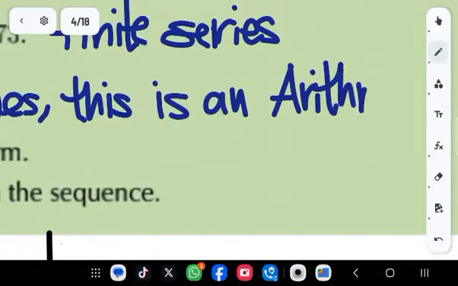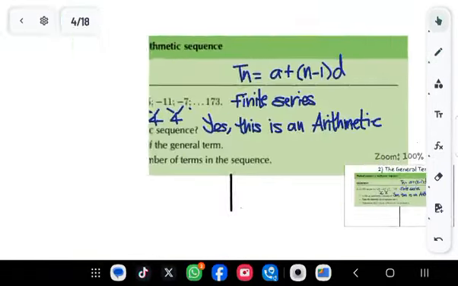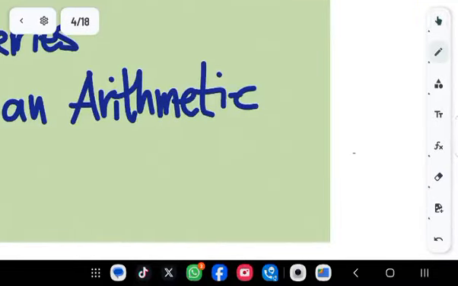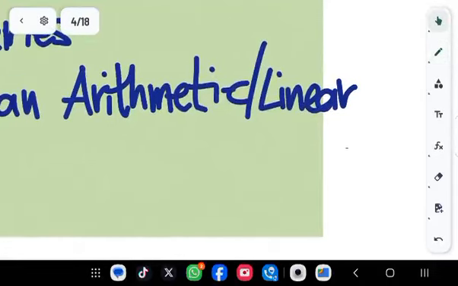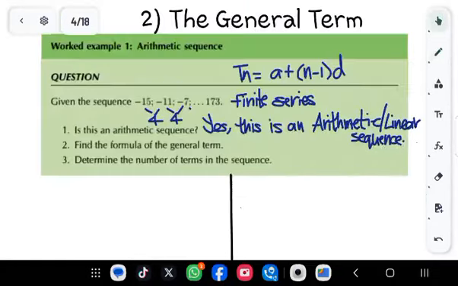This is an arithmetic series or a linear sequence. You can choose which one you want to use. Any of the names is perfectly fine.